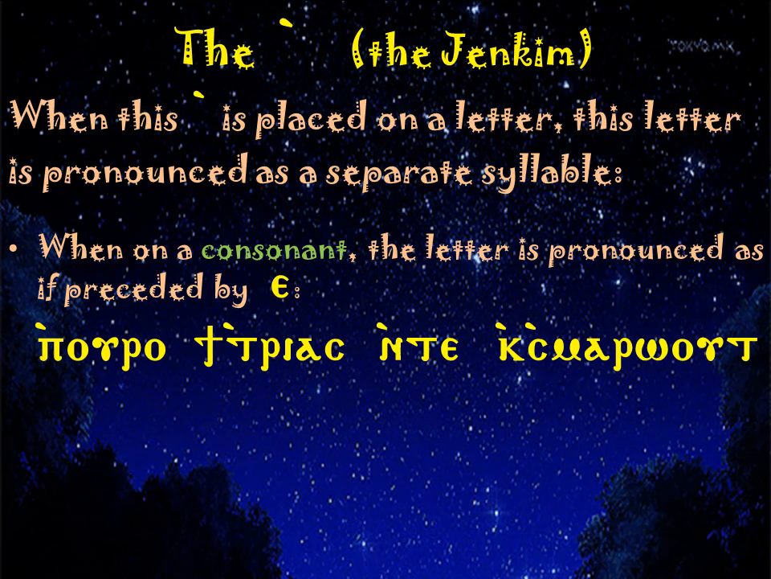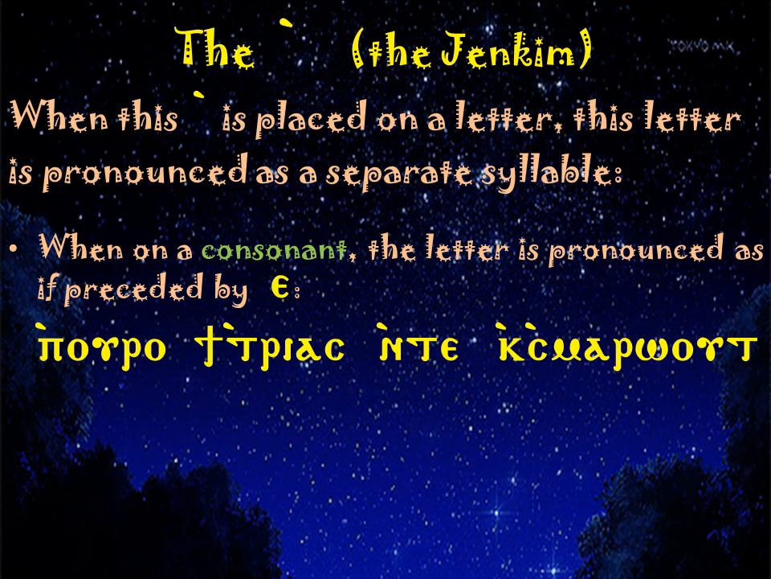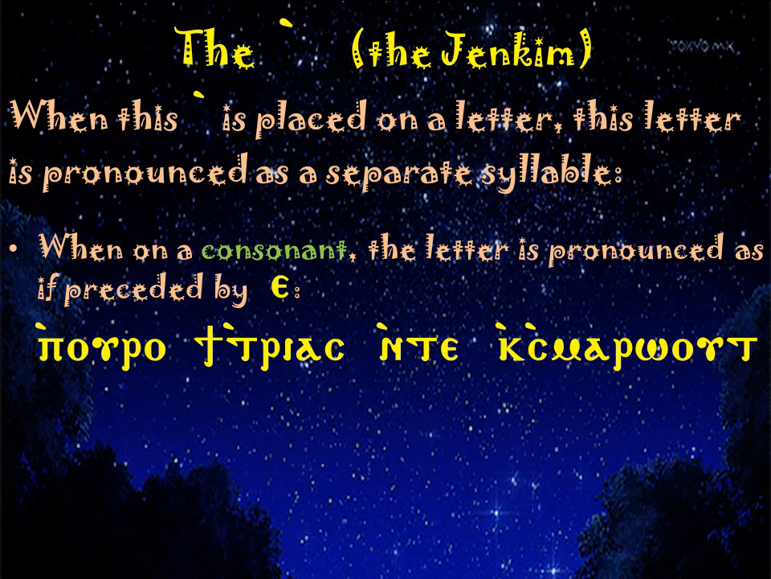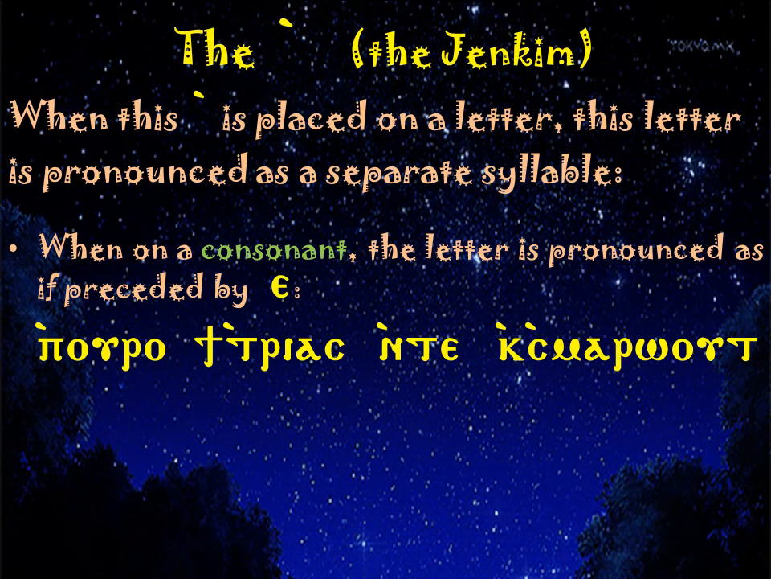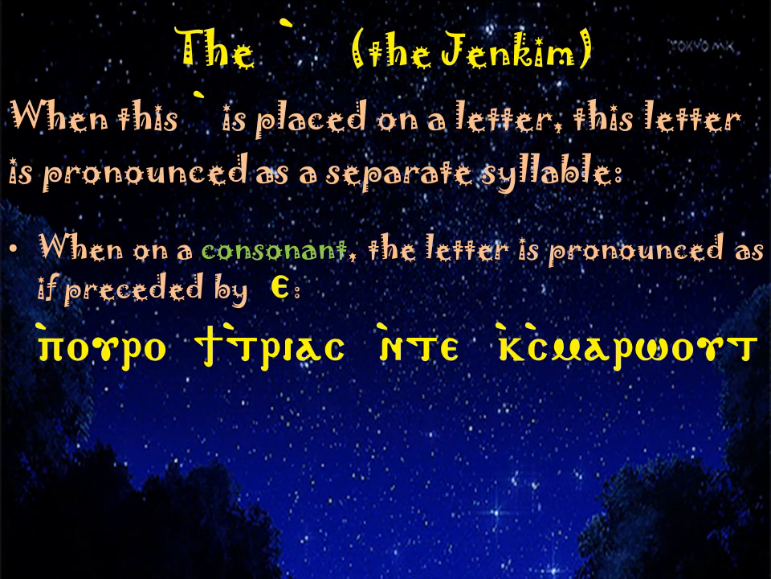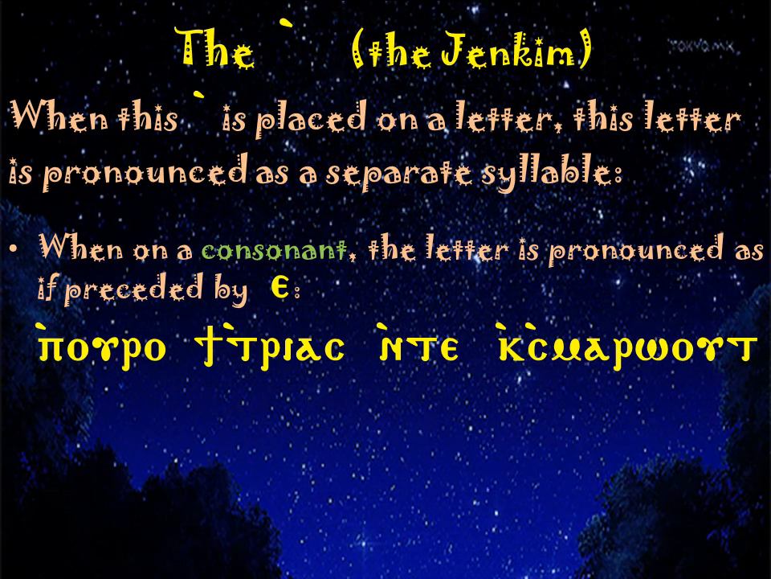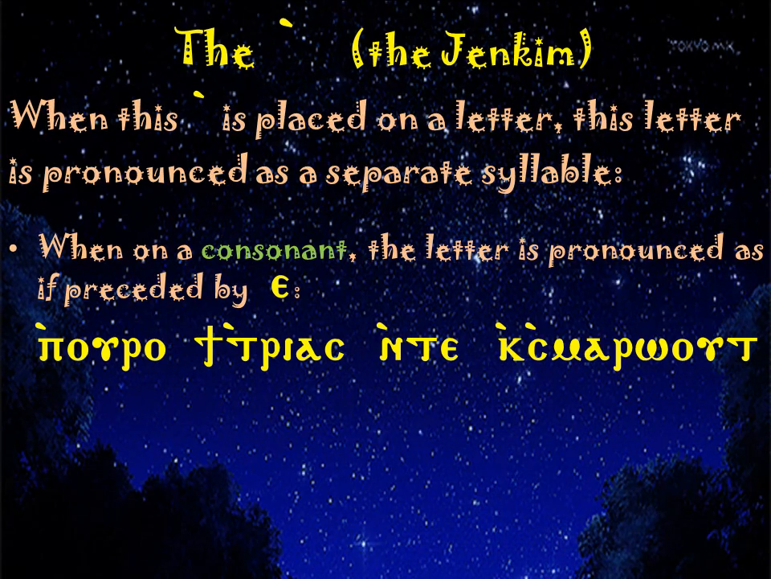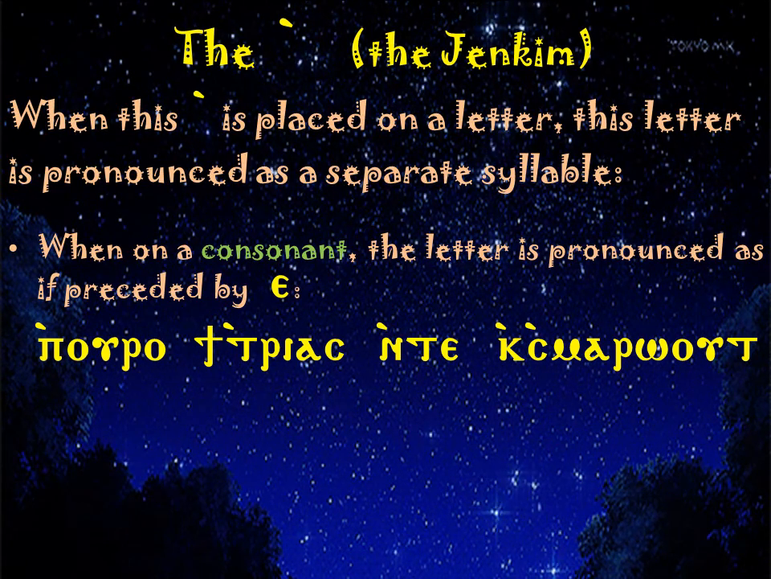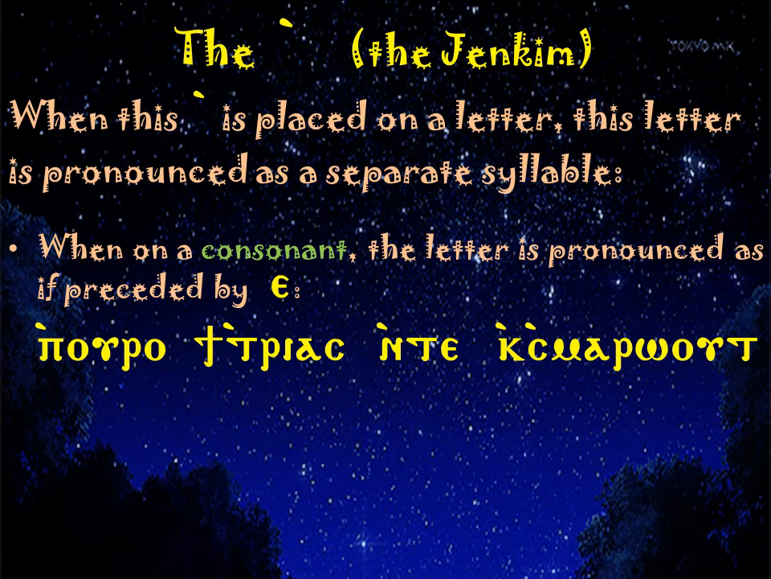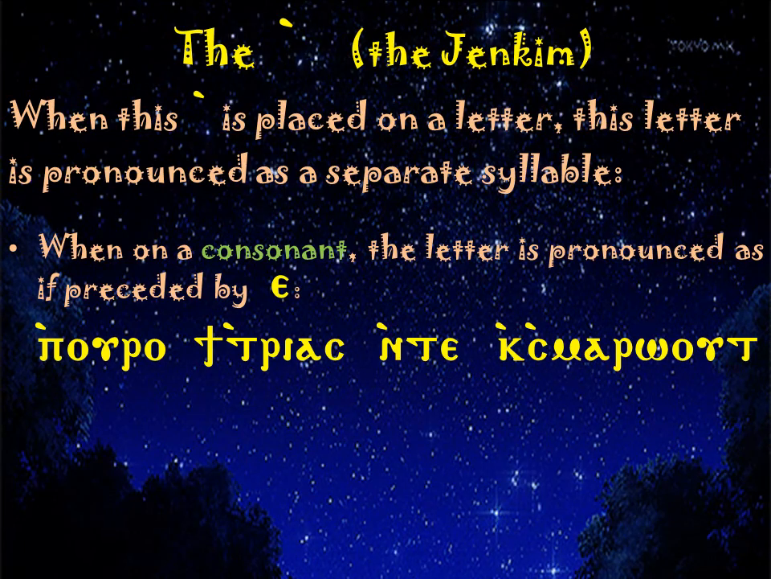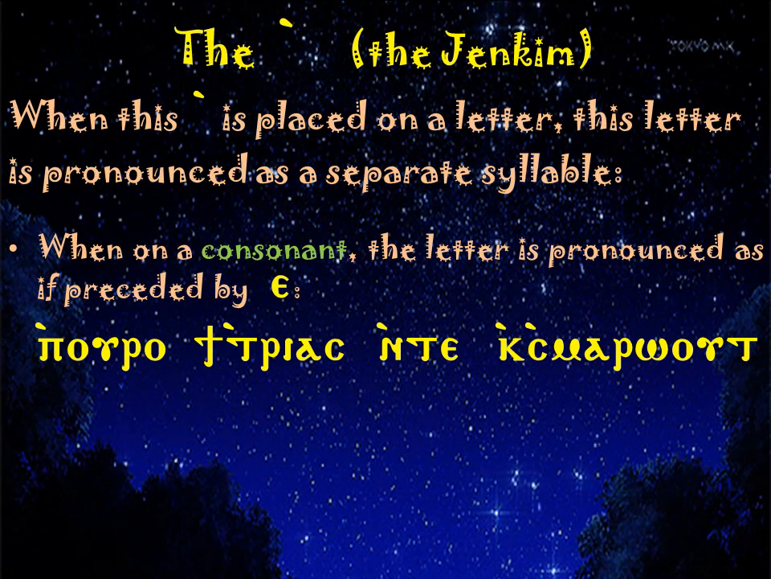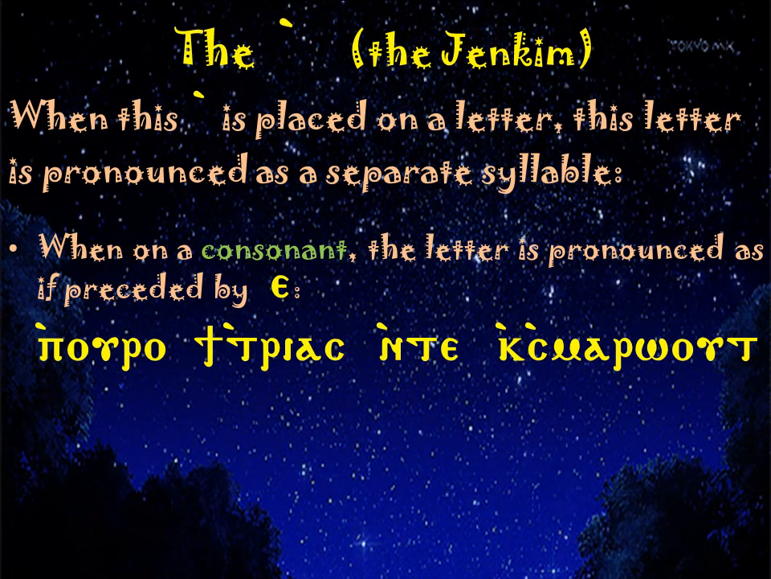Okay, an example is this. This is ep, uro, which means the king. Here, T, you remember T, et, rias, the Trinity. Then ente, which means of something. And these two letters have Jenkems on them, so each one is pronounced as a separate syllable.